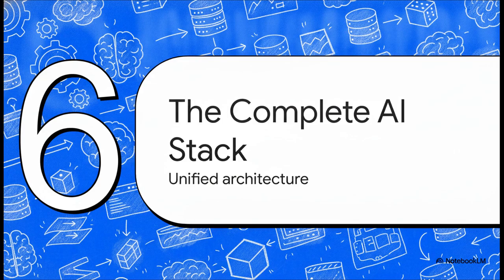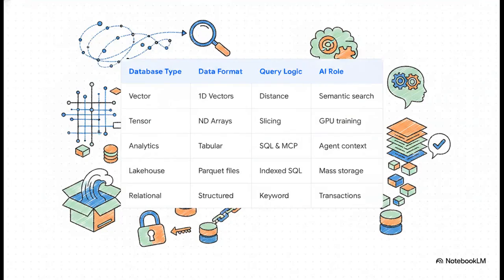Section 6. The complete AI stack, bringing it all into a unified architecture. All right, it is time for the grand finale. Think about how beautifully specialized this unified stack really is. You have your vector databases handling 1D embeddings for semantic search. You have your tensor databases slicing ND arrays for GPU training. Your analytical engines are leveraging structured Parquet files and hybrid SQL to give your AI agents actual business context. Your open lakehouses are acting as the low-cost, persistent storage for massive datasets. And finally, your relational SQL databases are managing structured tables for exact keyword lookups and transactional state.